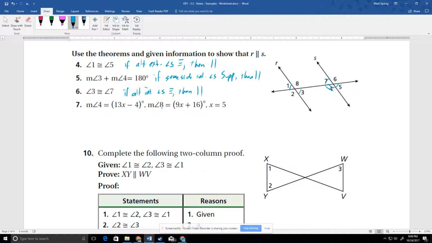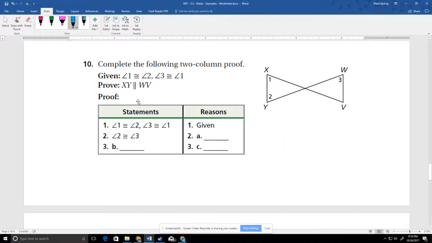And this last one, it's basically saying, well, 4 and 8, right? 4 and 8 are alternate interior angles. So that's basically the reason why, is that they're the alternate interior angles. And what it's saying is that their measures have to be equal. So if I take x equals 5 and plug it into both places, it shows that they actually are going to be equal to each other. So it's really just the same thing as number 6 there.